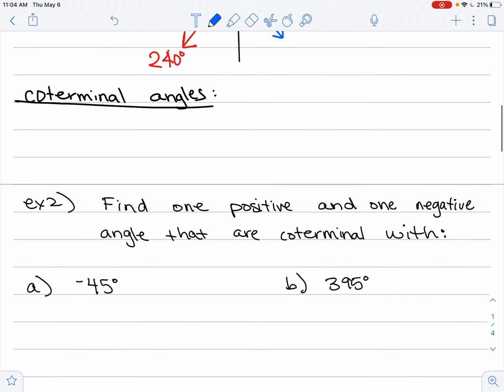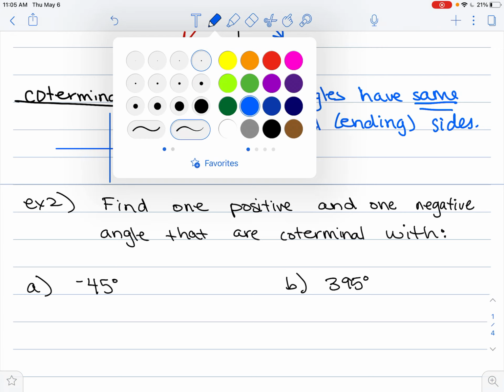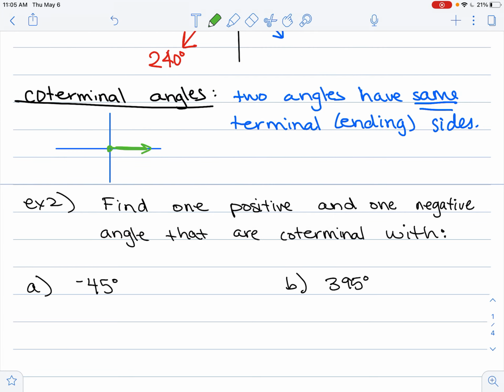Let's talk about coterminal angles. Coterminal angles are simply two angles that have the same terminal or ending sides. So for example, if I'm drawing this, and I have an angle that looks like this, okay, so there's my angle.